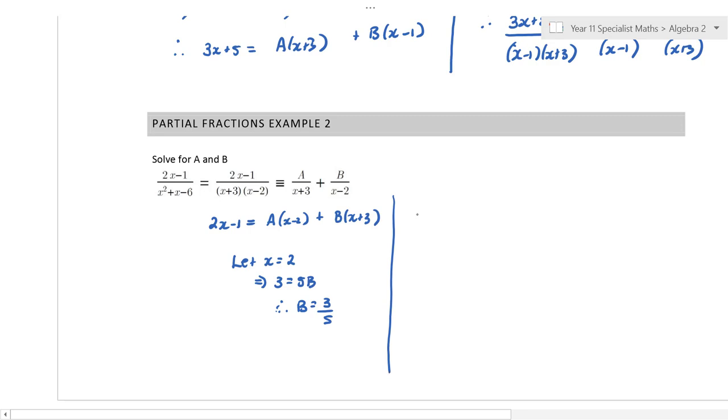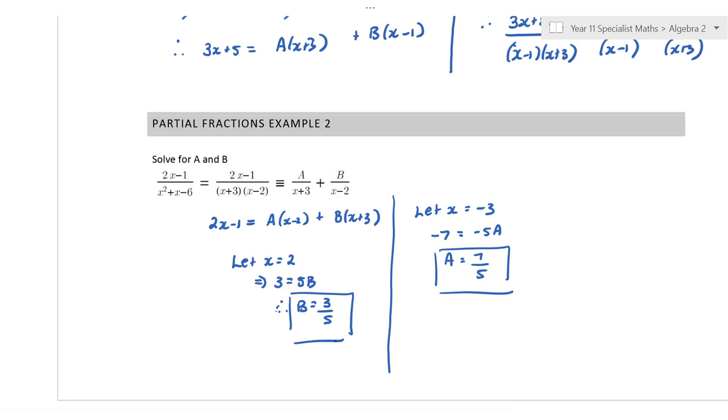But now what we've got is let x equal negative 3, which means that we've got negative 7 is equal to negative 5a. So, of course, I've got A is equal to 7 over 5. Okay, so I've found A and B. I hope that they're right. It's just saying solve for A and B. So really, if you're asked to express in partial fractions, you'd need to state what it is.